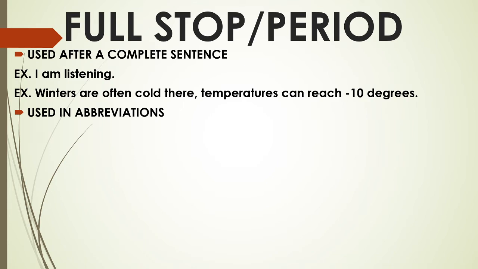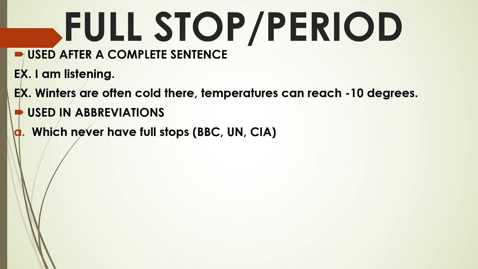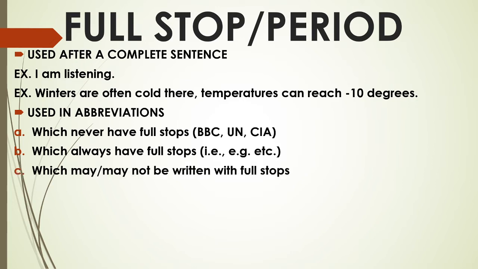Another use of full stop or period is in abbreviations. Number 1, the abbreviations which never have full stops. For example, BBC, UN, CIA. Number 2, which always have full stops. For instance, i.e., e.g., or etc. And third one, which may or may not be written with full stops.